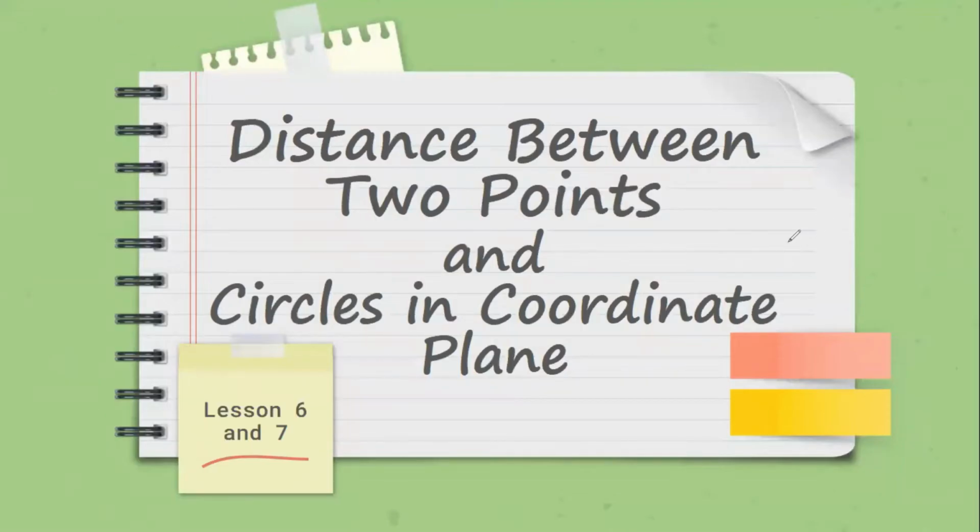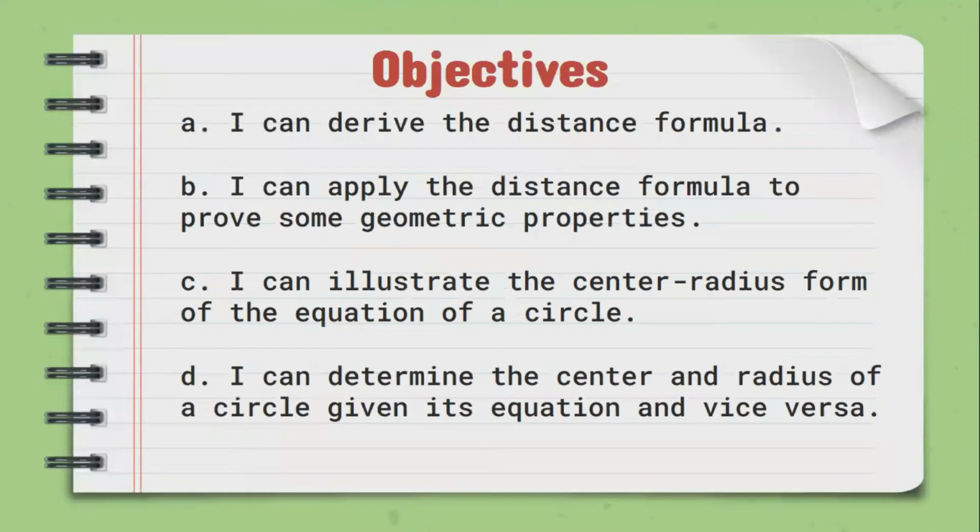The lesson this morning is all about the distance between two points and circles in the coordinate plane. Here are the objectives that we'll be focusing on. We have four objectives. I can derive the distance formula. I can apply the distance formula to prove some geometric properties. I can illustrate the center-radius form of the equation of the circle. This third objective is more on illustrating the equation of the circle. I can determine the center and the radius of the circle given its equation and vice versa.